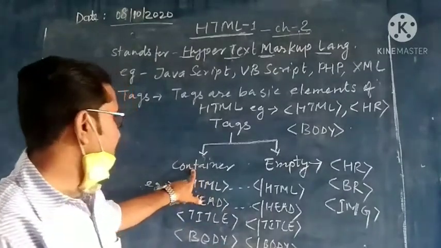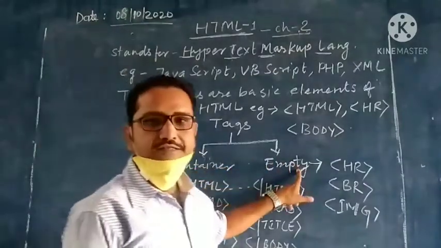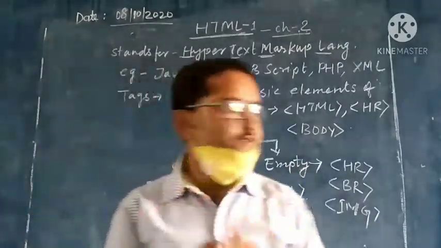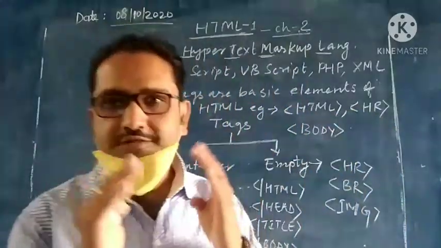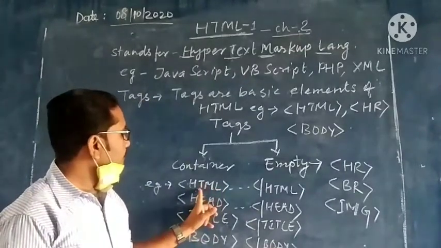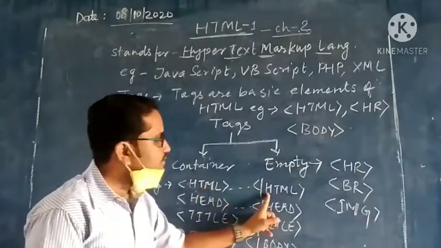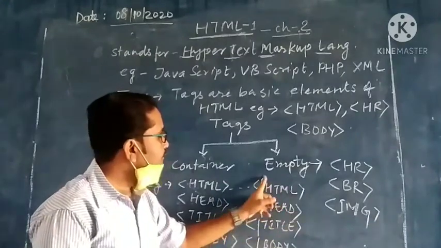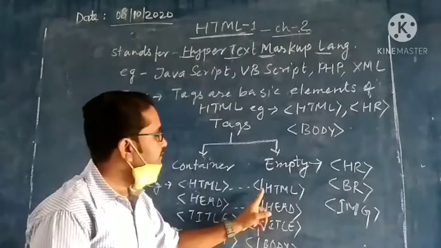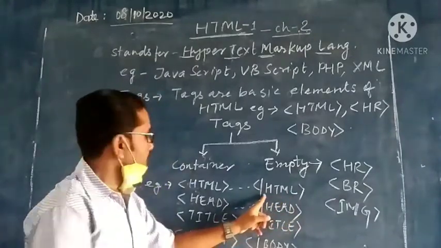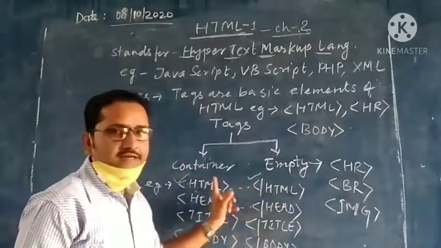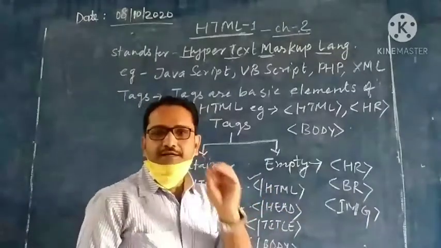Tags are of two types. One is container tag and another is empty tag. Container tags are the tags which have the opening as well as closing. Here we have written HTML, and you see HTML is closed with this slash. By using this slash, HTML is closing. So HTML opening and HTML closing. These types of tags are known as container tags.